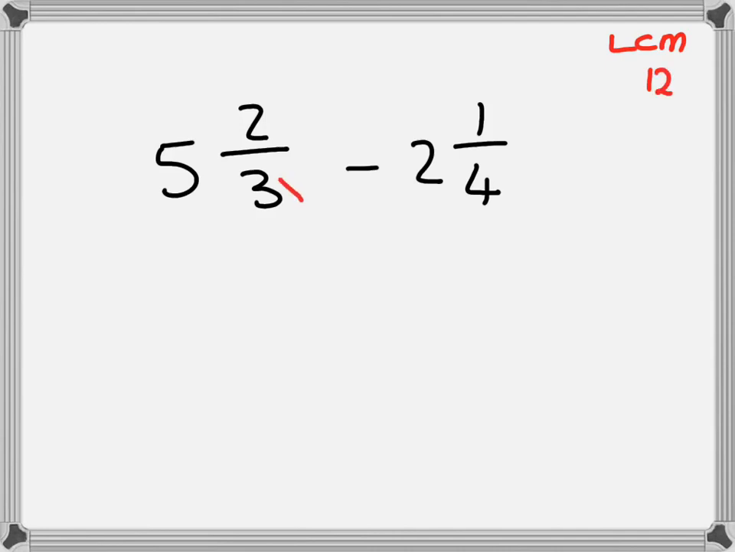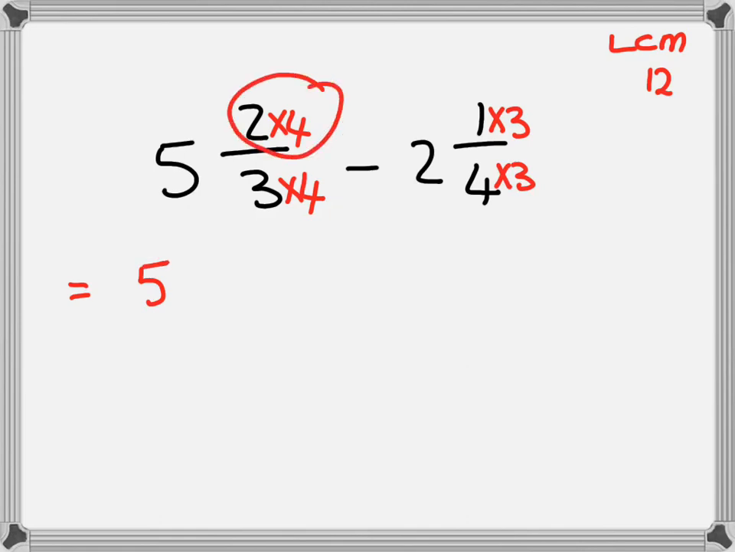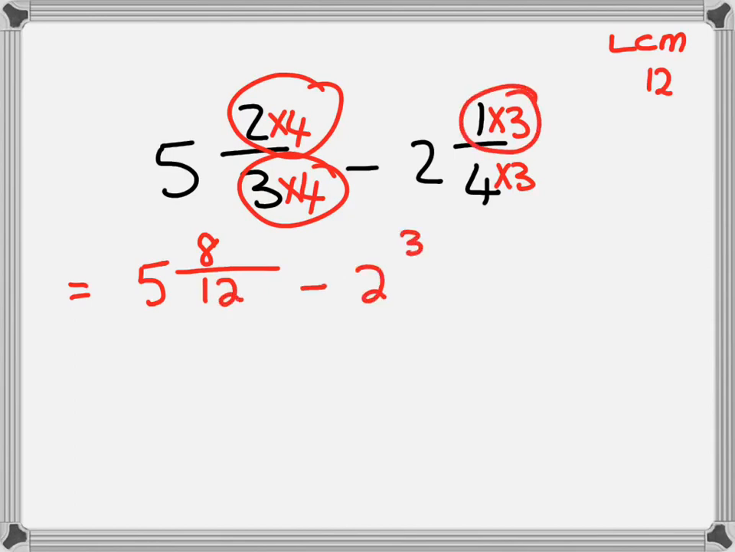So to get 3 to 12, we're going to times it by 4. 3 times 4 is 12. We did that to our denominator. Now we have to do it to our numerator. To get 4 to 12, we have to multiply it by 3. 4 times 3 is 12. And we're going to do the same to the numerator. Okay, so let us rewrite that then. 5 and 2 times 4 is 8 over 3 times 4 is 12 minus 2 and 1 times 3 is 3 over 4 times 3, which is 12.